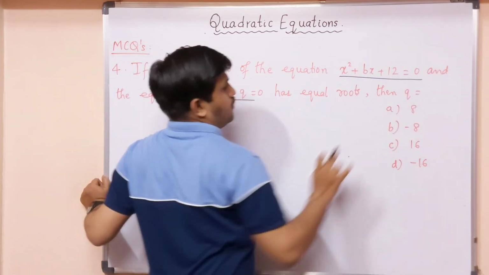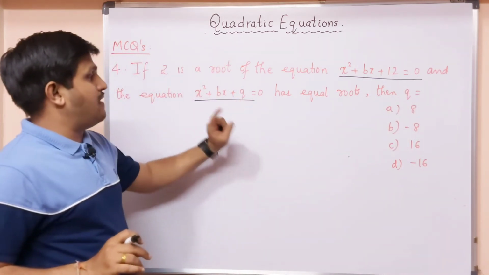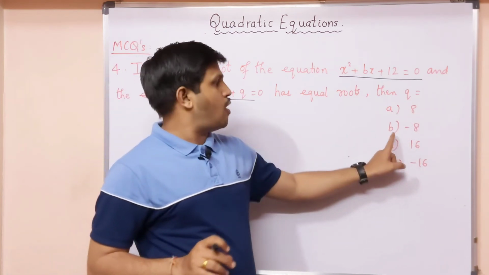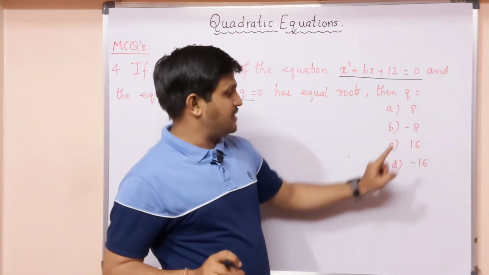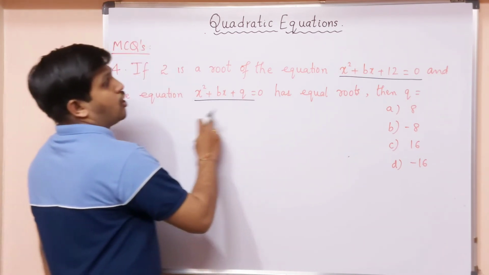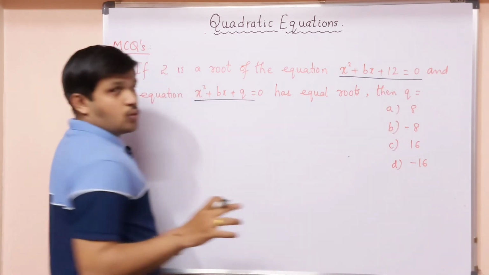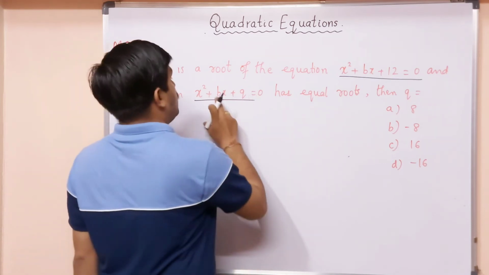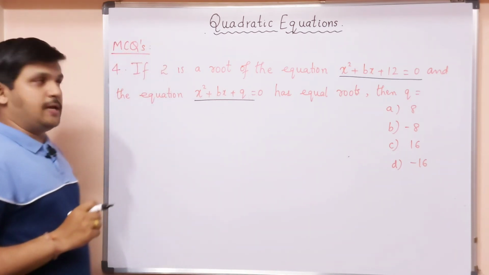Then the value of q is, you need to find out the value of q. Option A is 8, option B is minus 8, option C is 16, option D is minus 16. So first, in order to find out the value of q, you need to know what is the value of b, right?